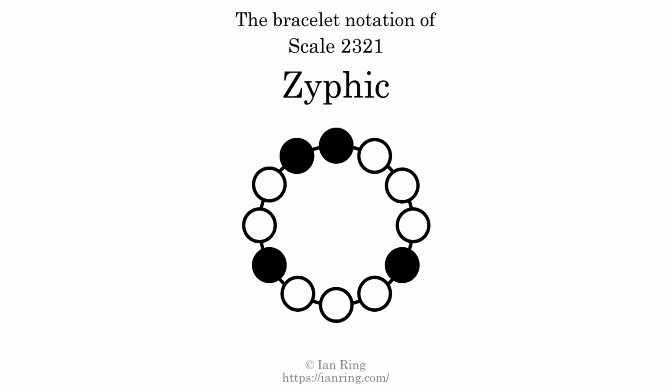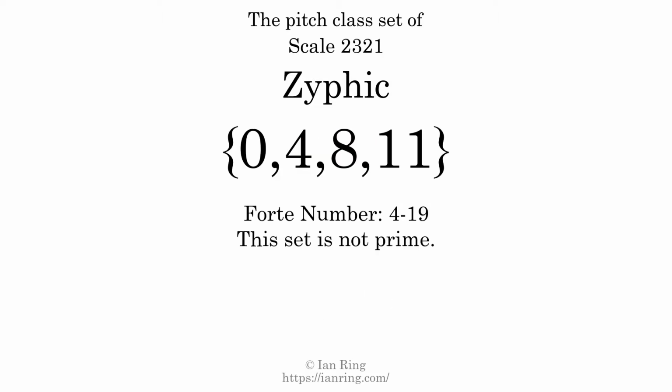This is a bracelet notation diagram of scale 2321. The shaded circles represent tones that appear in the scale, and they are read clockwise, starting at the top. The pitch class set for this scale is 0, 4, 8, 11. The Fort class is 419. This set is not prime.